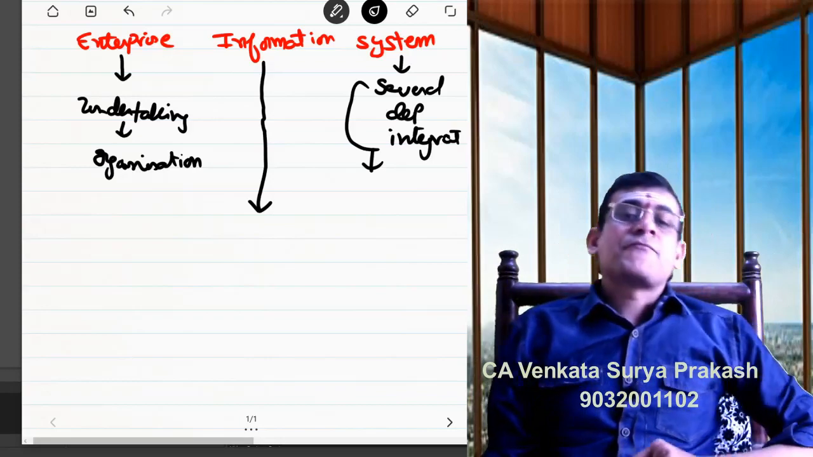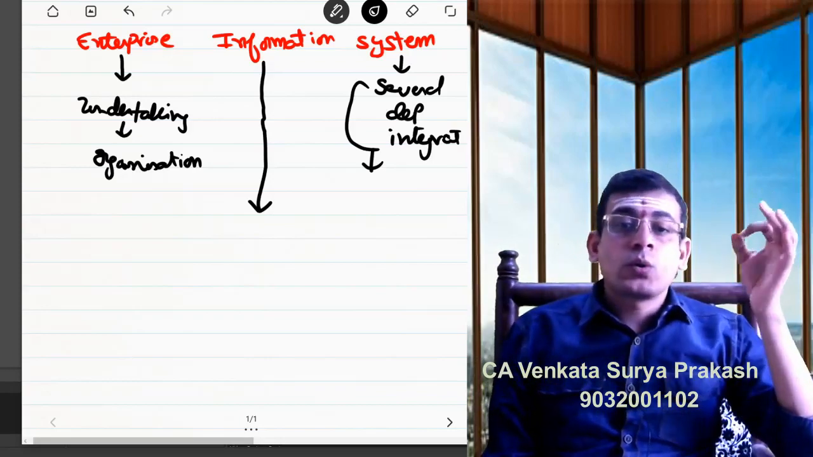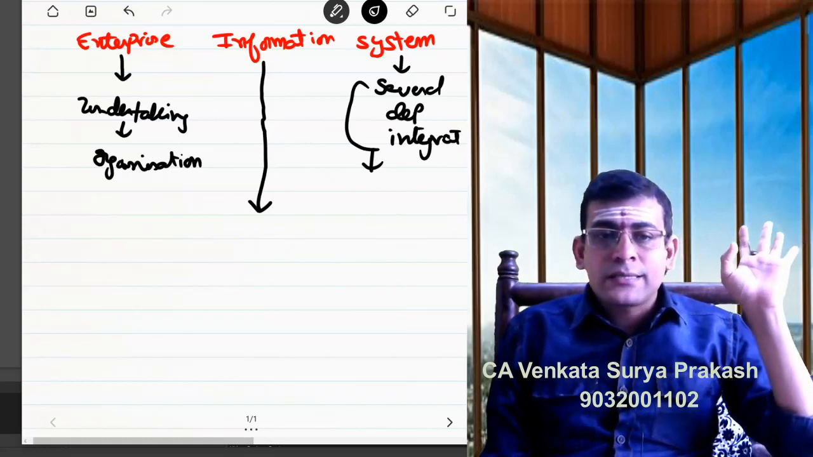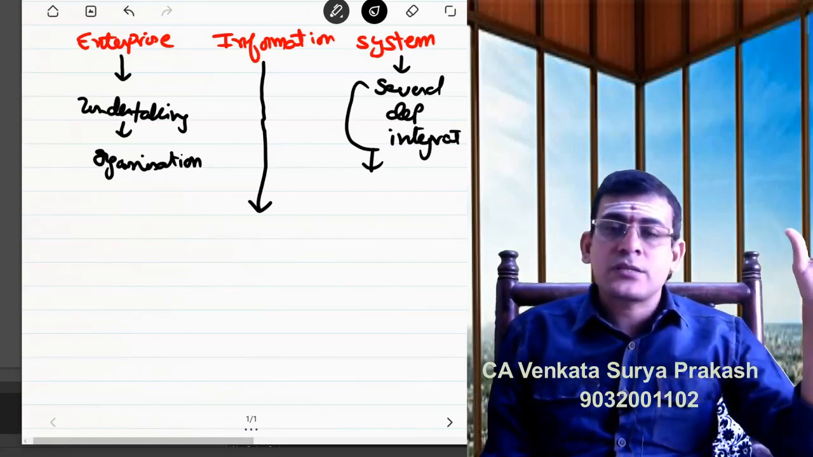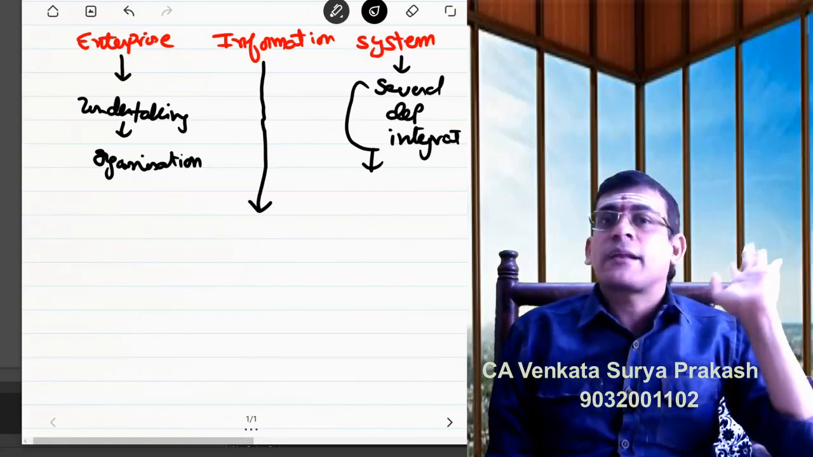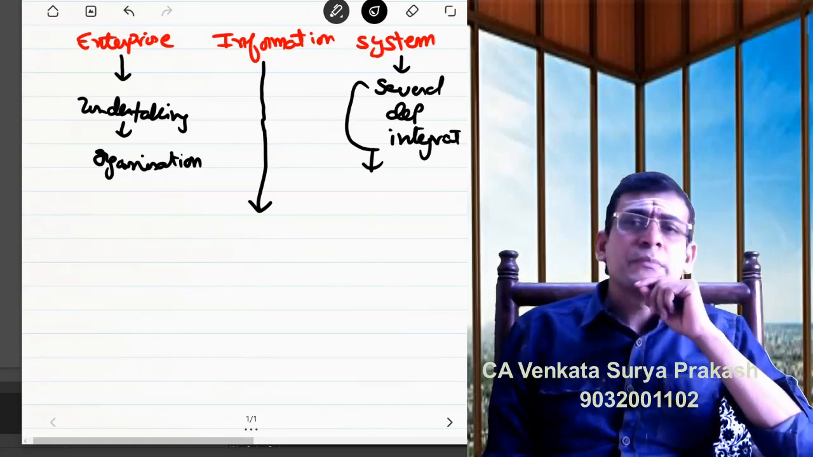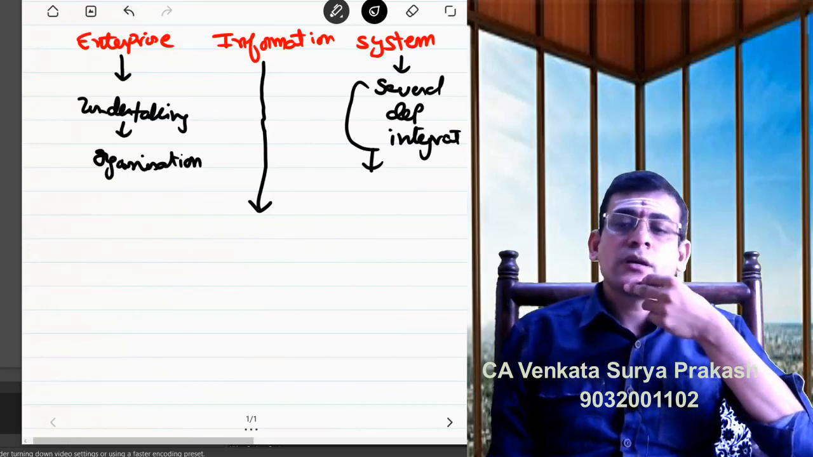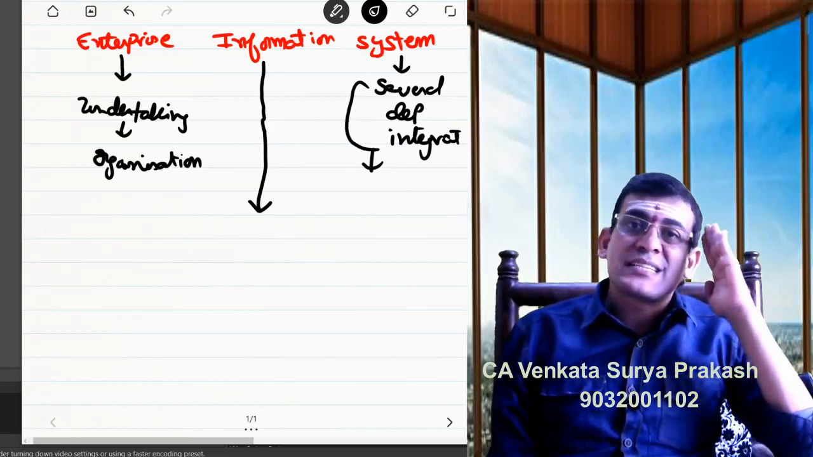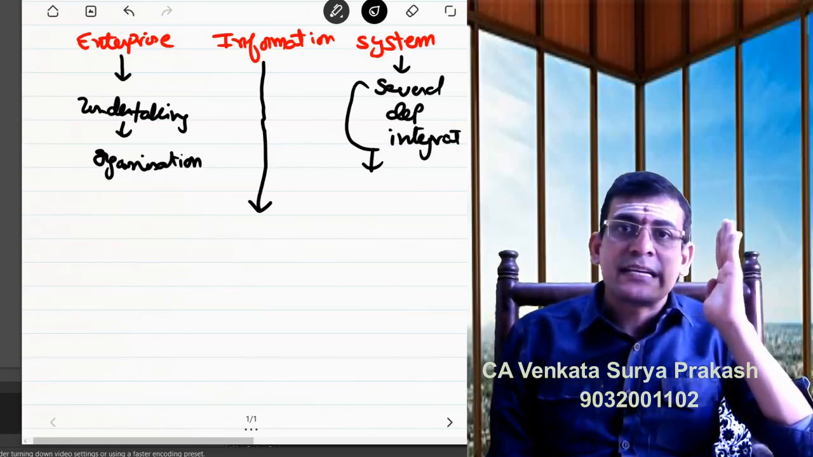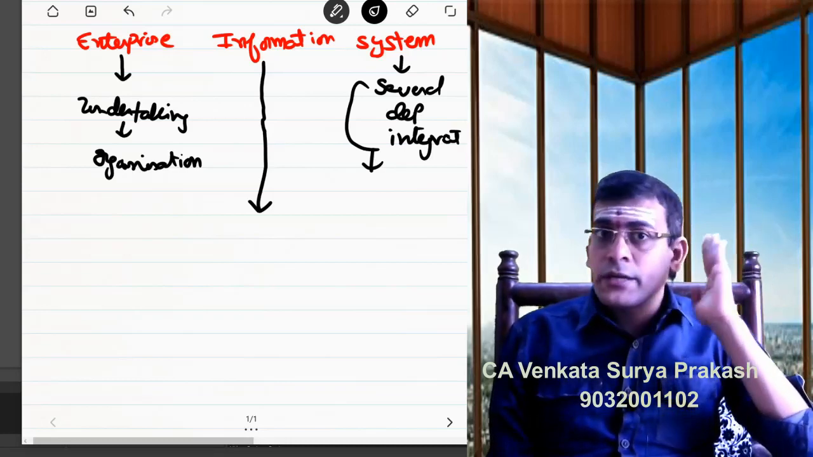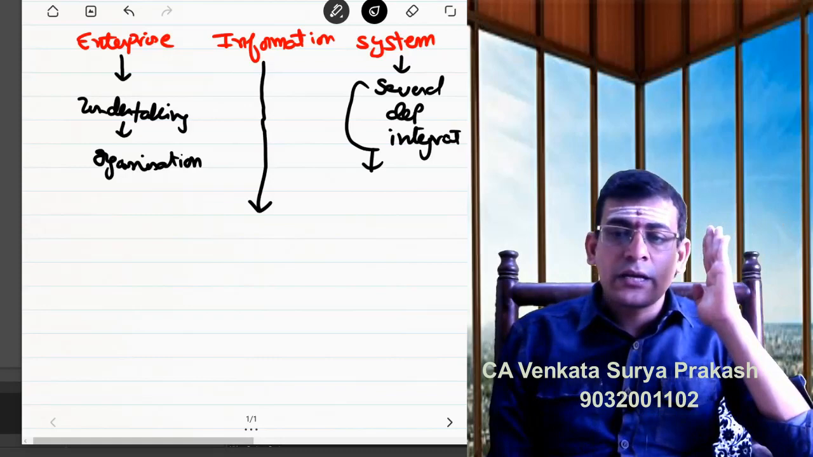Now, information. As I said, I will take this entire session in a logical and practical manner. Now, what is the meaning of information? Before getting into the concept of information, we need to understand the difference between data and information. That is most important. Let me give you a small example.